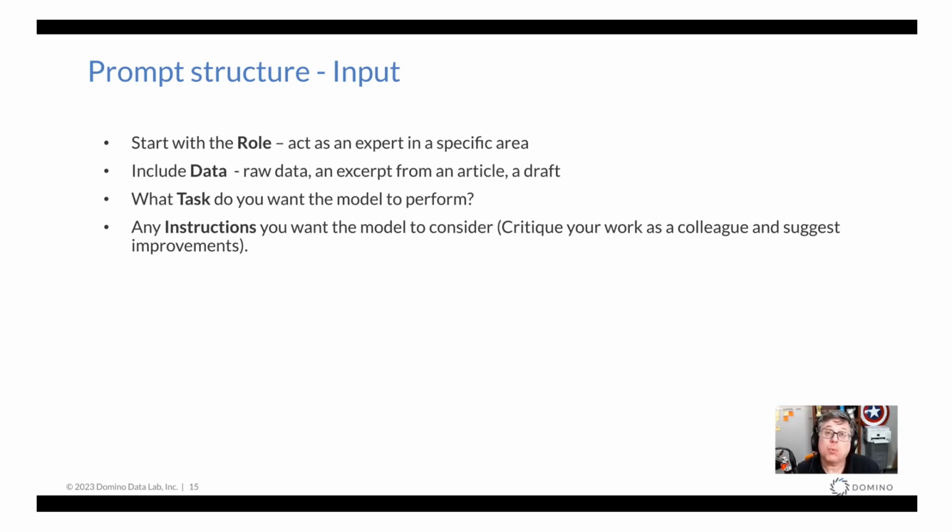So we start with the role. Instead of being a generalist, we may want to use a domain expert, a data scientist, a marketer, to act as that expert in a specific area. You can also tell it where our data is. That can take the form of just text or maybe some CSV lines, raw data, an excerpt from an article, a draft, something like that. And then we say, this is the task I want you to perform. And we can give it some instructions, like you want it to consider: critique yourself as a colleague and suggest improvements. If you don't have an answer, say, I don't know.